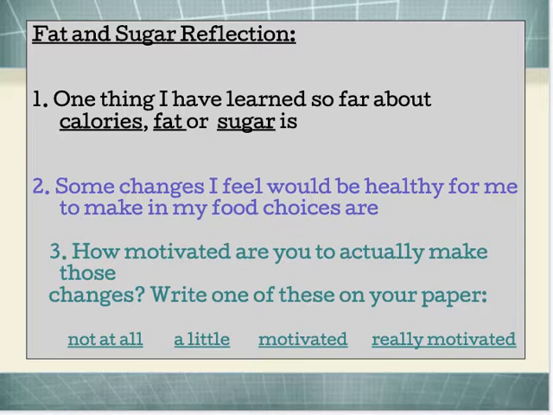So, what you're going to do for your assignment is you've already done some of it. You're going to put those food groups in those 3 categories: the drinks, the snacks, and the dinners, from the lowest amount of sugar to the highest amount of sugar, and you're going to put the teaspoons of sugar on there. And then I want you to answer this last question. How motivated are you to actually make changes? Actually, you've got to answer two questions. Some changes I feel would be healthy for me to make in my food choices are what, and how motivated are you to do that?